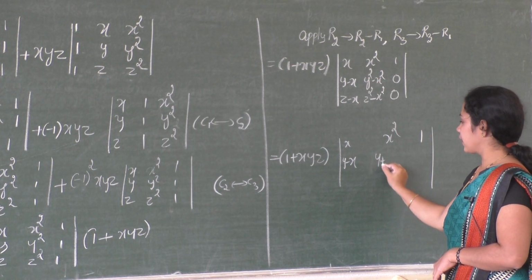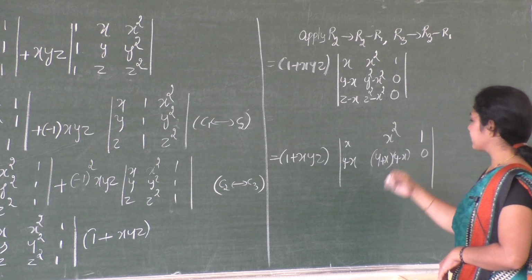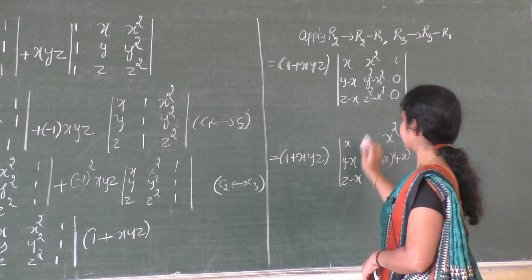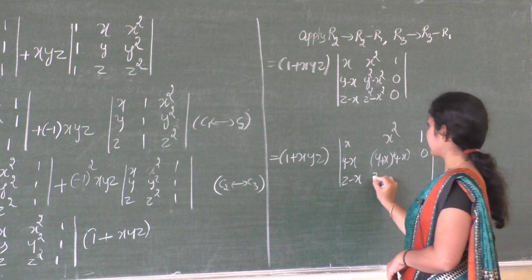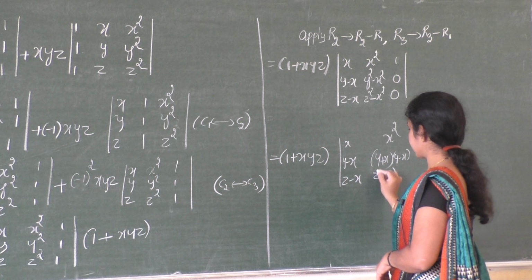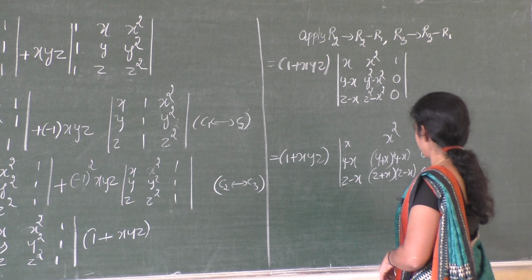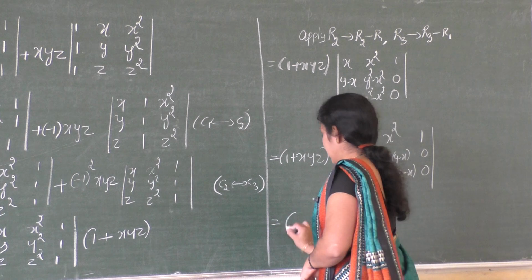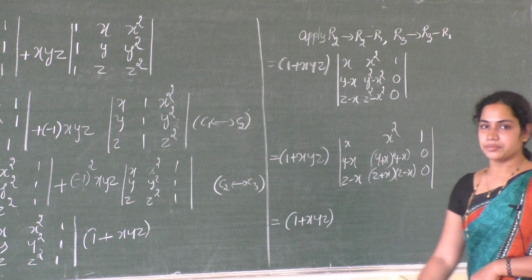It can be written as y plus x into y minus x, 0, z minus x, z square minus x square. It can be written as z plus x into z minus x, 0. Now this is equal to 1 plus xyz.